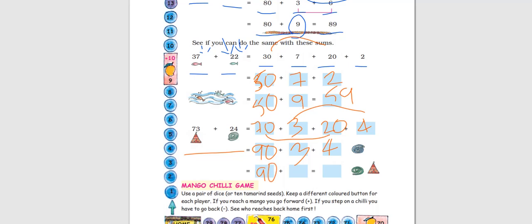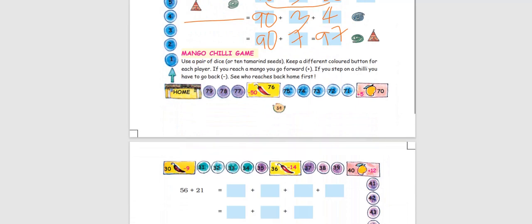Move to the next step. 90, 3 ones and 4 ones is 7 ones, and the total is 97. Make sense? Let's move.